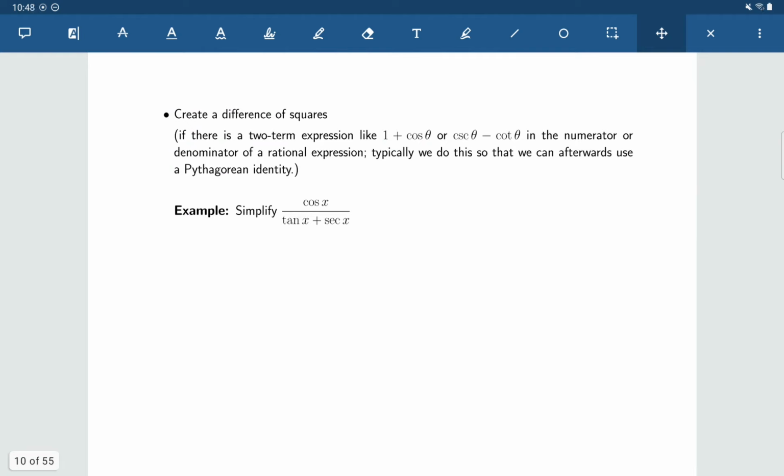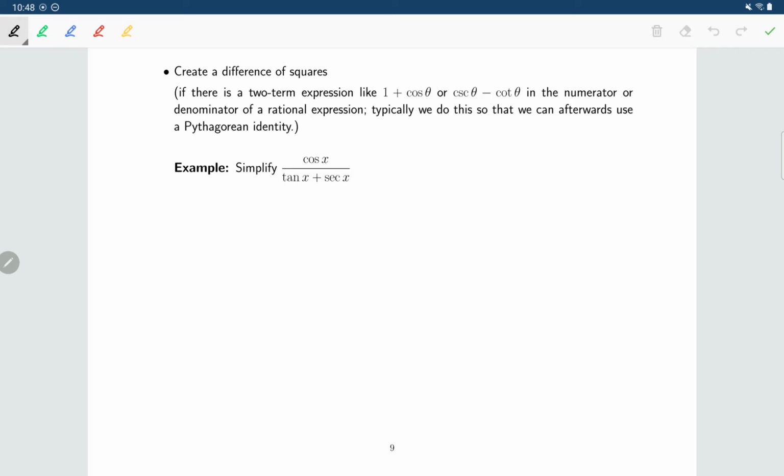This is something that you might want to do occasionally. If you've got a two-term expression, you could create a difference of squares. And that may be potentially helpful. The reason it might be helpful is because if you're thinking back to those Pythagorean identities, a lot of those could be rewritten as a difference of squares.